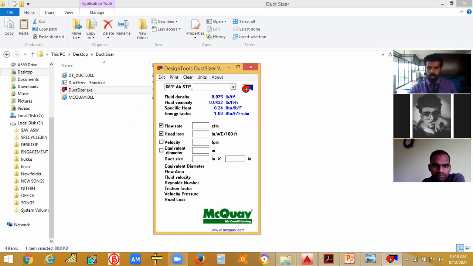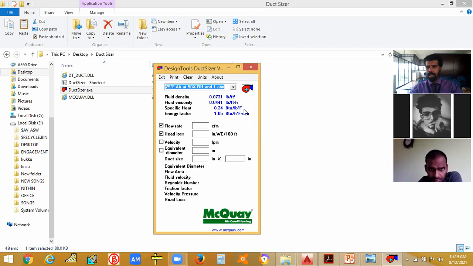Next you have the properties of air. 68 degree Fahrenheit standard pressure, 55 degree Fahrenheit, 100 degree Fahrenheit, 120 degree Fahrenheit air. All these different options are there. You just give standard pressure, 68 degree Fahrenheit, or you can give 75 degree Fahrenheit at 50 RH, whatever it might be. That is the air that you are considering.